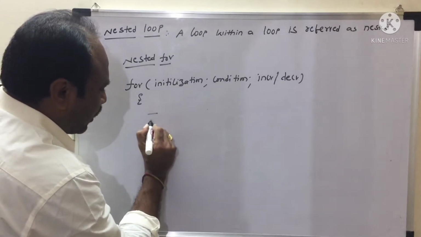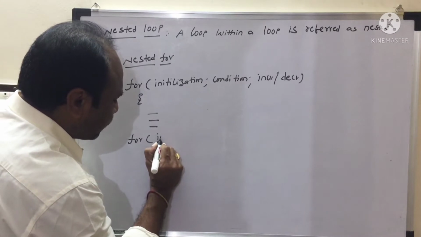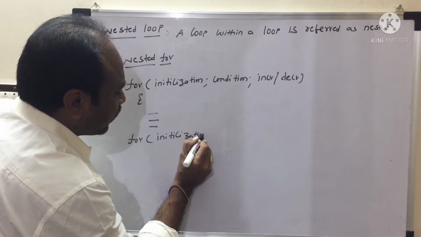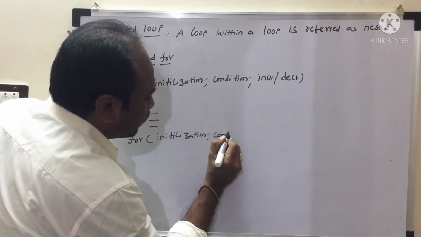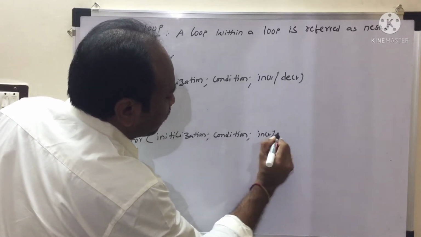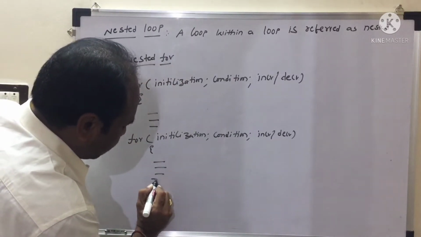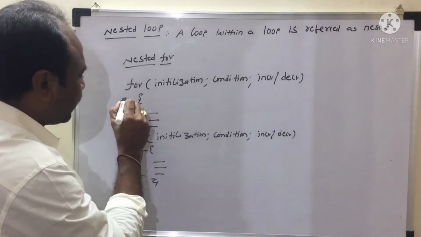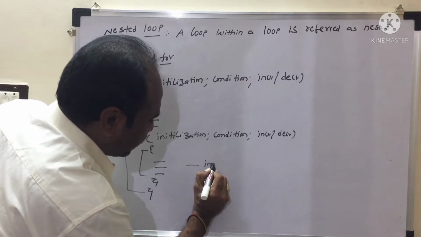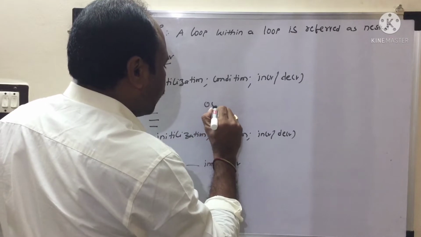Here, in this for loop, I am writing statements. In this for loop, again I am writing one more for loop. For initialization, condition, again increment/decrement. This is the inner for, this is the outer for. This is called the inner for, and this is called the outer for loop.